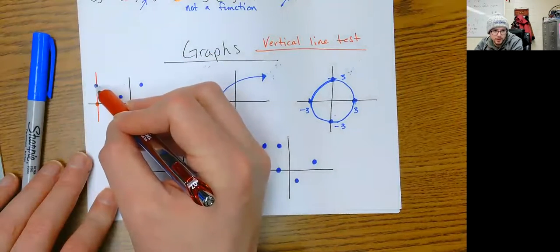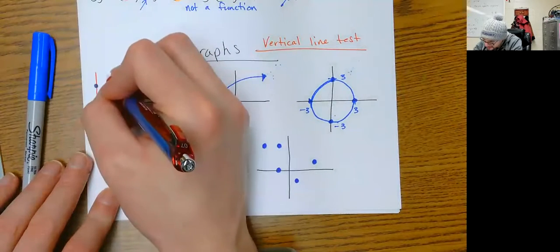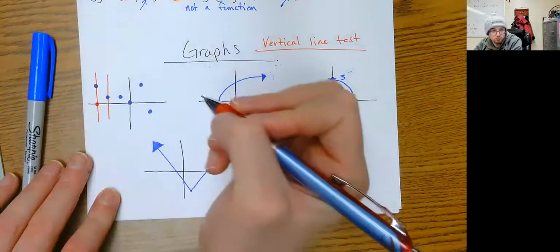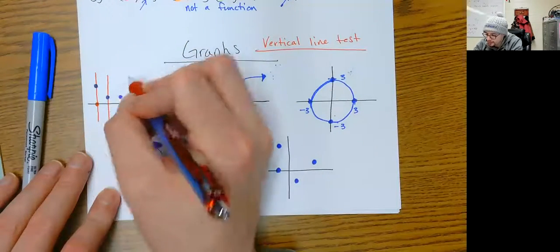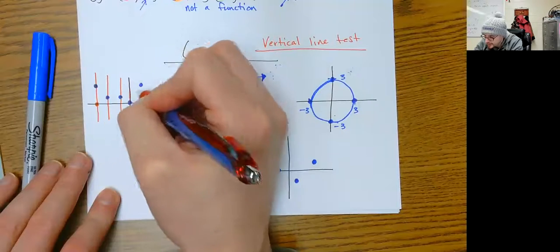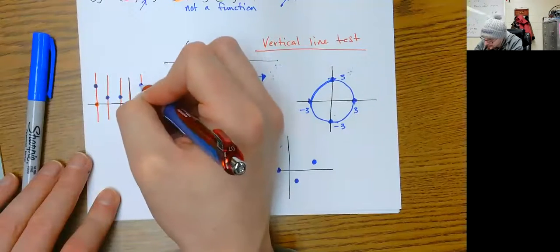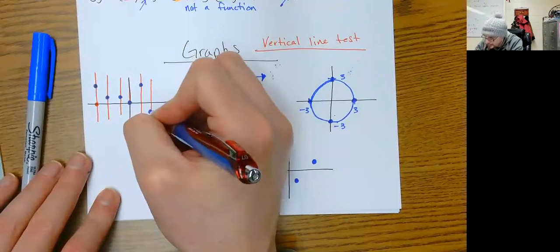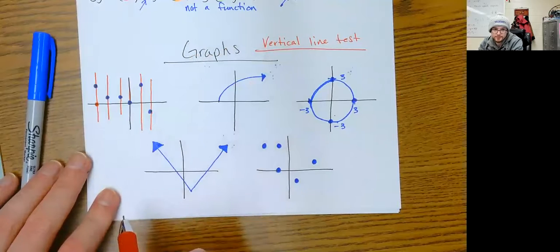No, it only goes to this Y value. Does this X value go to 2 different Y values? No, just that one. Same thing here, just that one. Same thing here, just that one. So this one is a function.